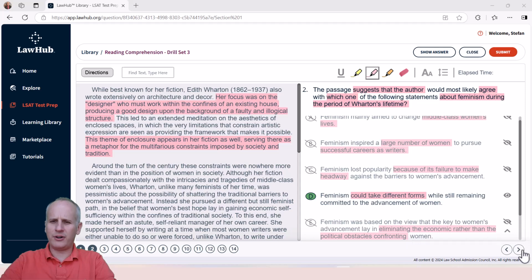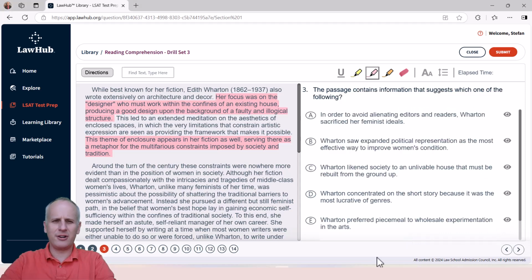Let's now move on to question 3 from this first passage of Reading Comprehension drill set number 3 over at lawhub.lsac.org. And we've already got our main idea sentences highlighted on the left-hand side. We've got our highlight tool ready, and we are going to highlight the task for question 3, which reads, the passage contains information that suggests which one of the following.